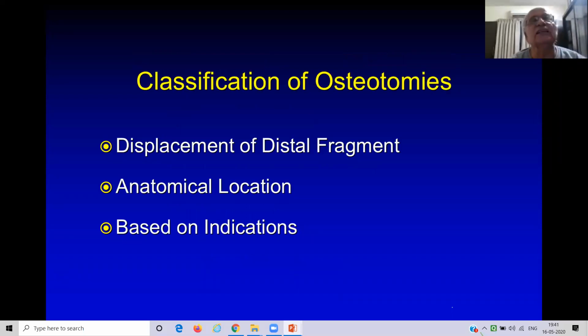So the classification there depends on 3 things. First, how is the displacement of the distal fragment? We don't consider the proximal fragment. We classify according to the distal fragment displacement. Second, anatomical location, whether it is a peri-acetabular osteotomy, transcervical, or intertrochanteric. Third is based on indication, whether you are operating for containment, for fracture union, or for stability. So we'll go one by one in these 3 types of osteotomies.